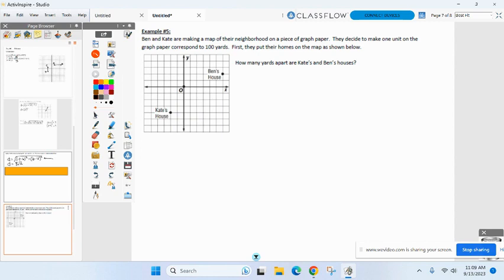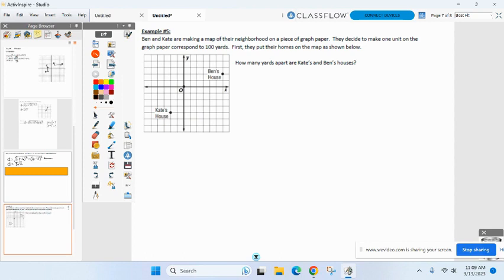All right, so I got two kids here, Ben and Kate. Looks like they're going to make a map of their neighborhood. Can we just stop right there for a second and talk about Ben and Kate? It's a little too much time on their hands. Yeah, a little too much time, you think, on their hands making a map of their neighborhood. They must be the cool kids, right?